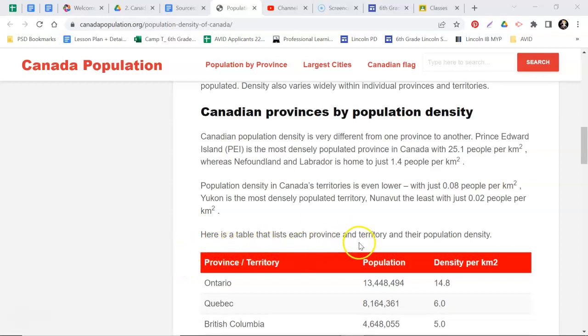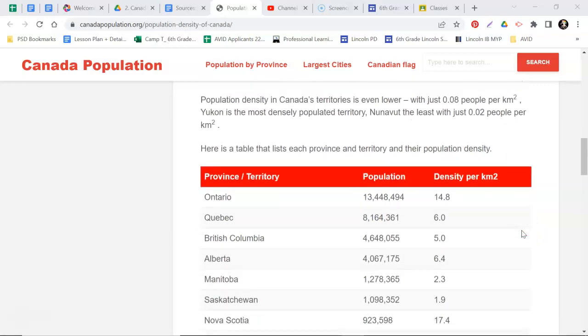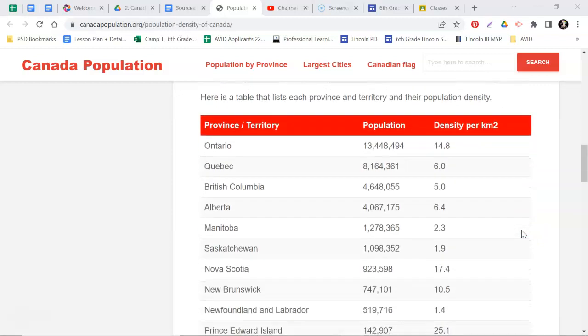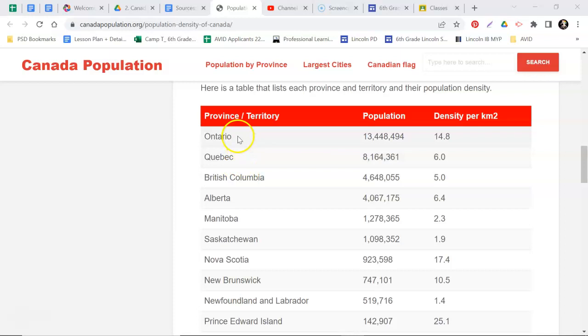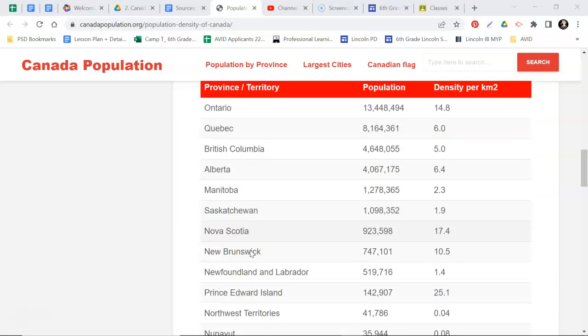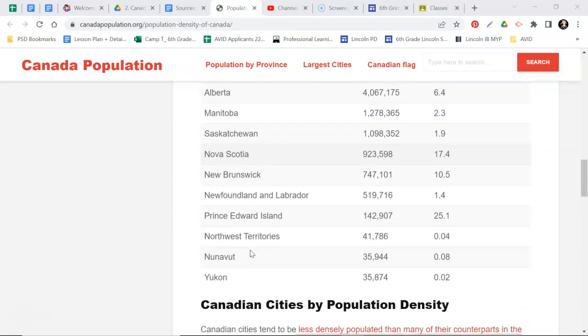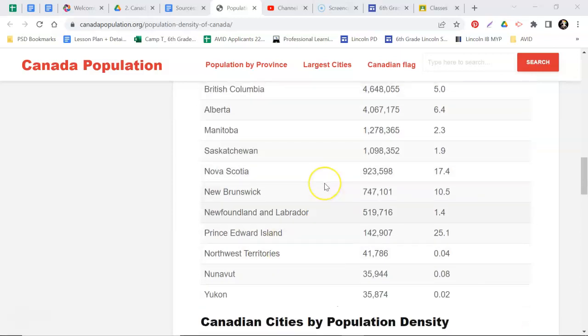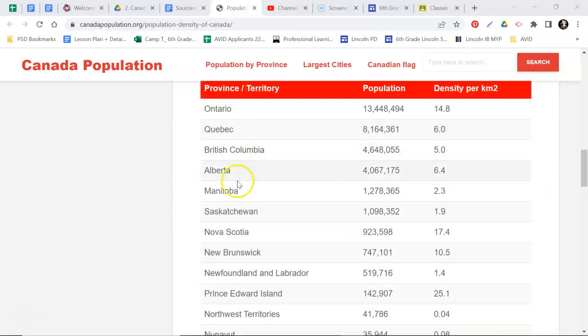Here is a table that lists each province and territory and their population density. So if you look, we have all the provinces and territories listed. We're going to want to find our northern provinces and territories, and they're at the bottom of the list. So the first column says the name, the second says the number of people living in that province or territory, and the third is the density per square kilometer.